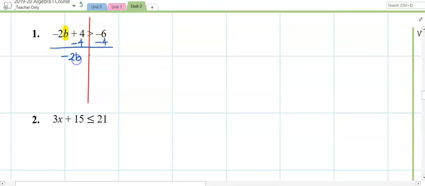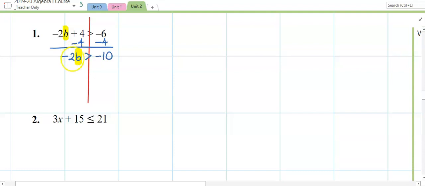Which leaves us with negative 2b is greater than negative 10. Now I know you see this negative symbol, but nothing has been multiplied or divided yet, so everything is fine with our original inequality symbol. We're still trying to isolate the b.